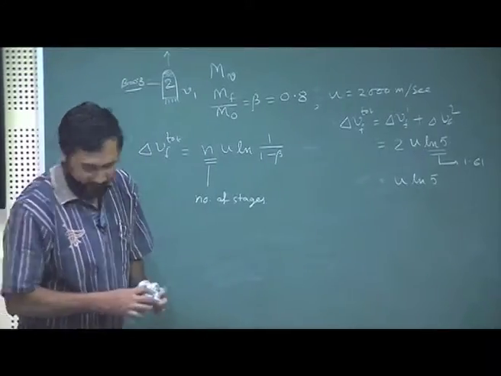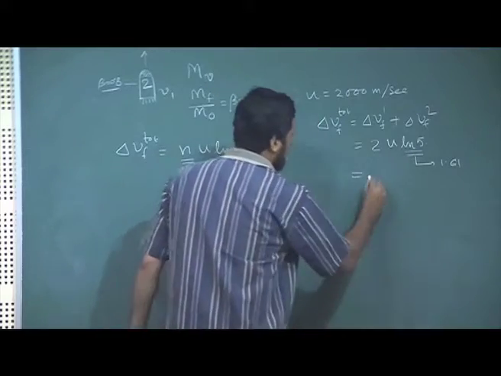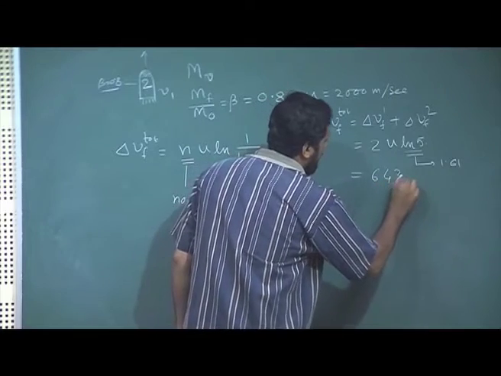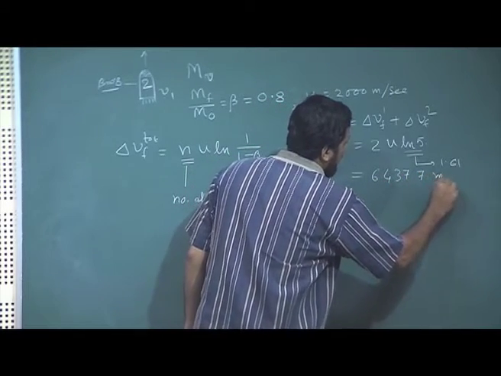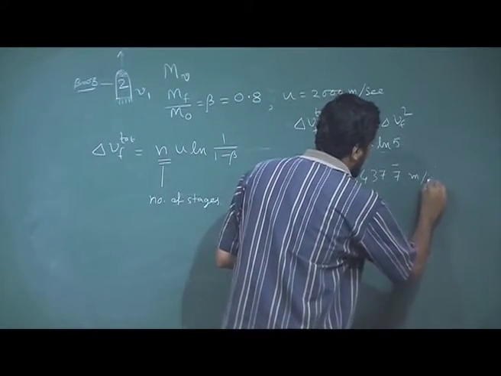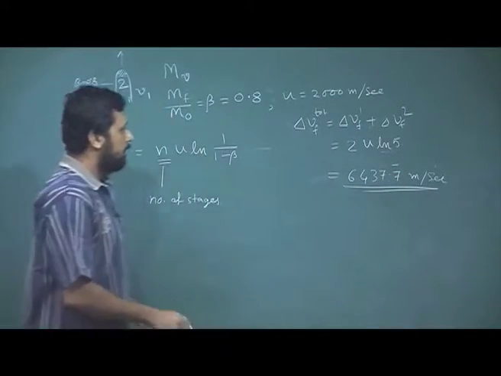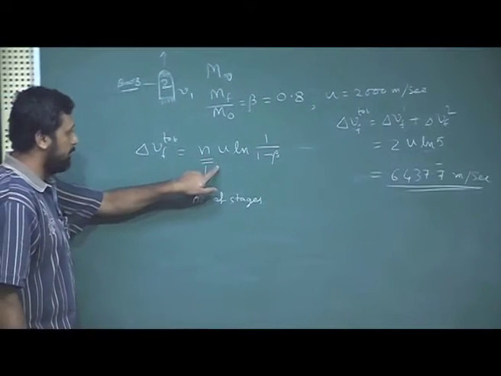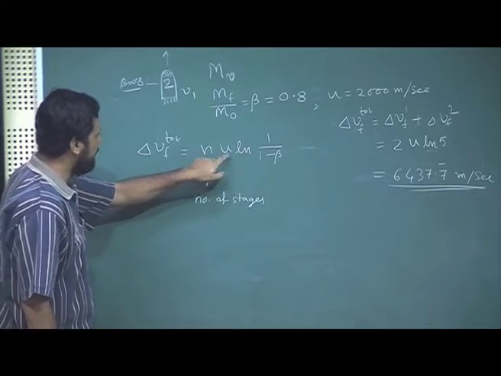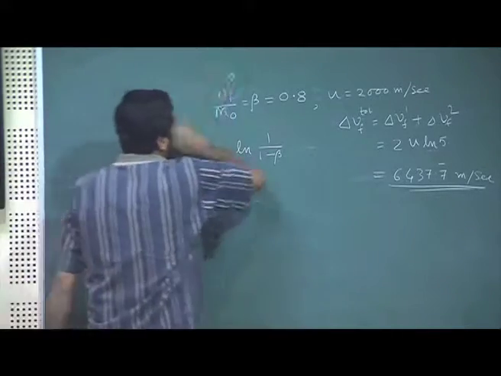By the way, the final number will be, if we put the values, 2 u ln 5, which is 6,437.7 meters per second. So, this is the final answer. But it is also very important to keep in mind that if we have n number of stages, the total velocity change will be n times u ln 1 by 1 minus beta. Okay. So, we move to the next problem.